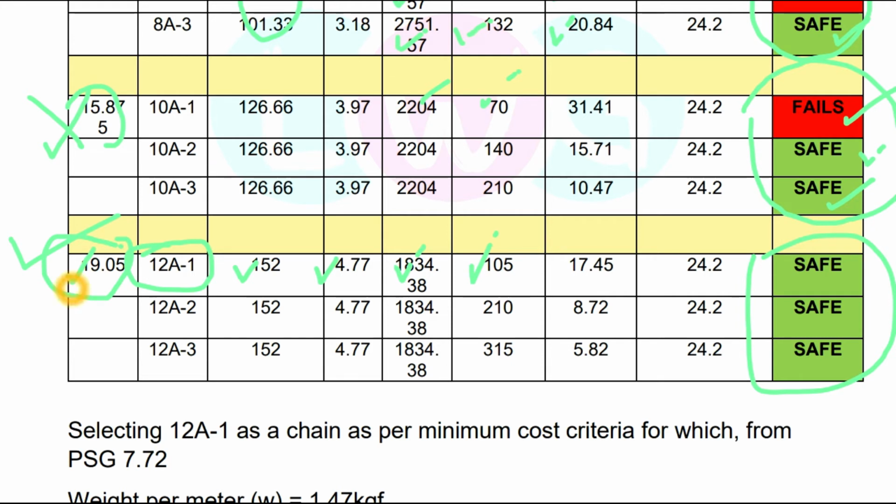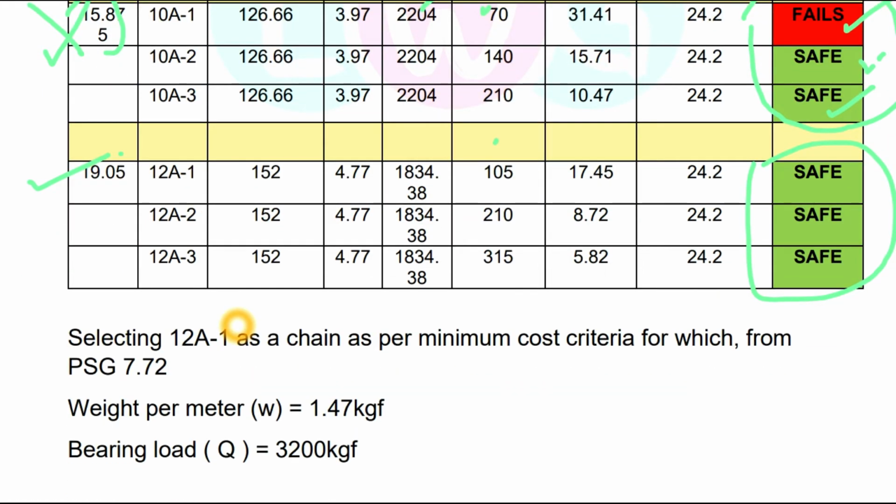Okay, so now this full row will be selected. Okay, this full row is selected. Our pitch will be 19.05. The 12A1 chain number will be there, then D1 value 152, and V will be 4.7, and so on. See, these all will be selected. So now moving on to that page.